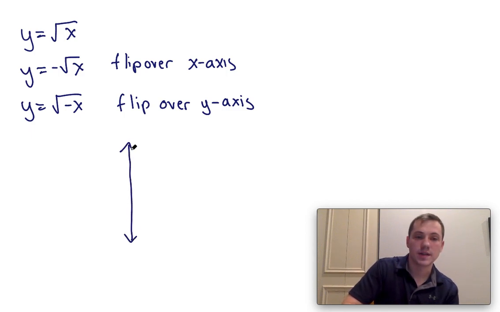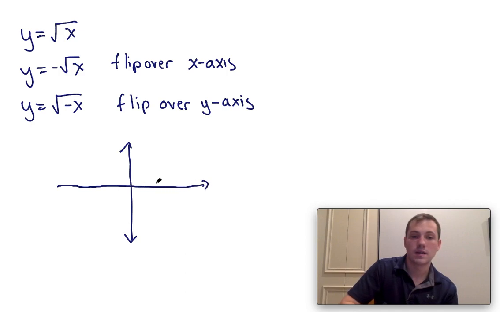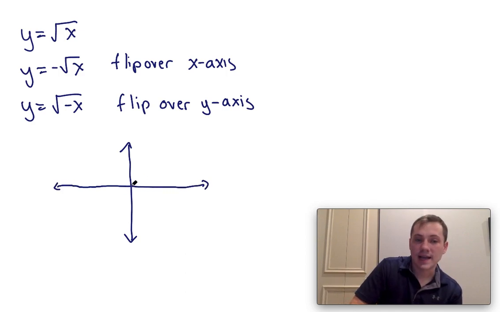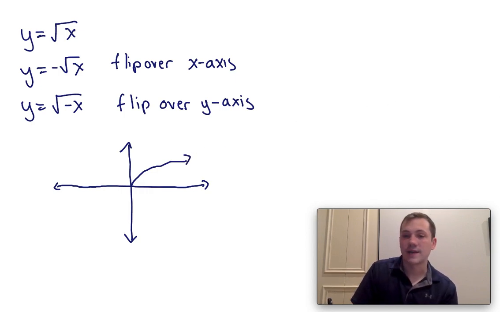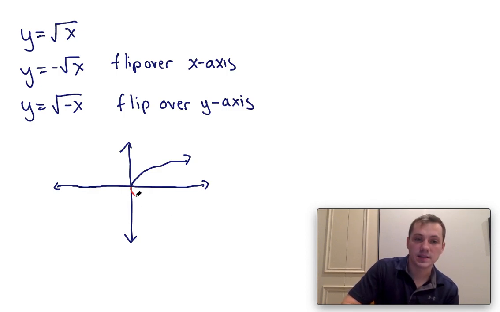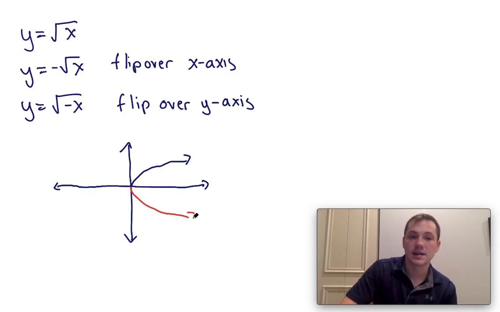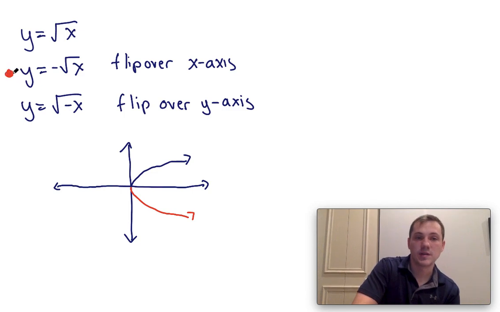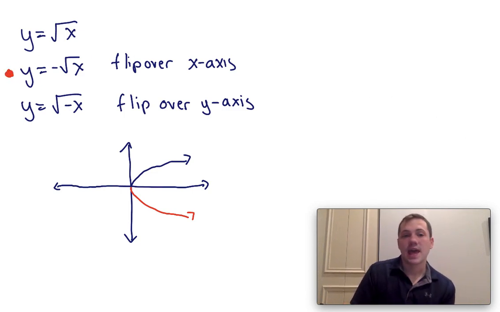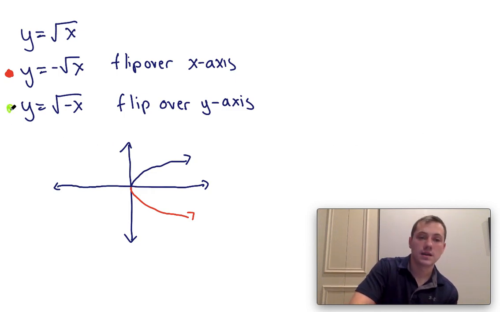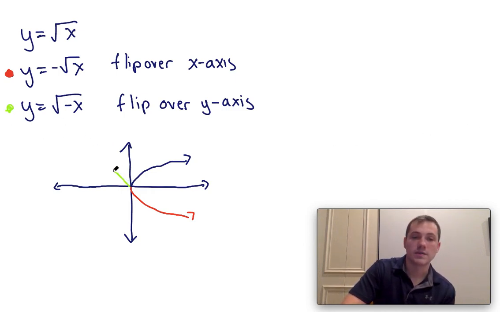So let's go ahead and draw that. The square root of x is going to do something like that. When I have the negative in front, it's flipped over the x-axis, so it's going to look something like this. I'll just note that that's that one. And if I flip it over the y-axis, it's going to reflect something like that.